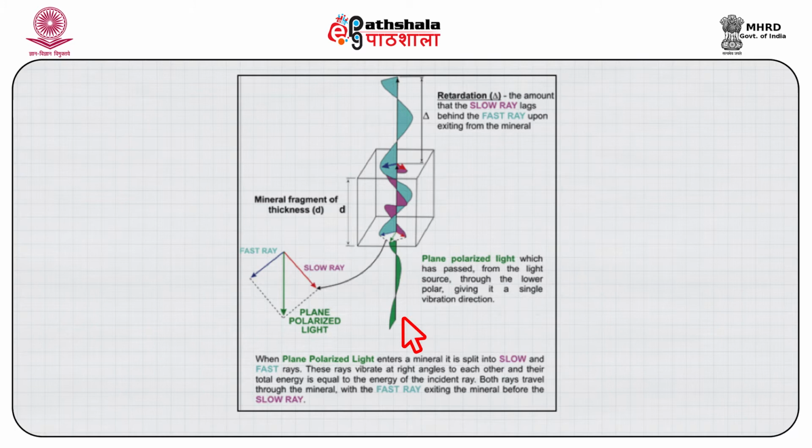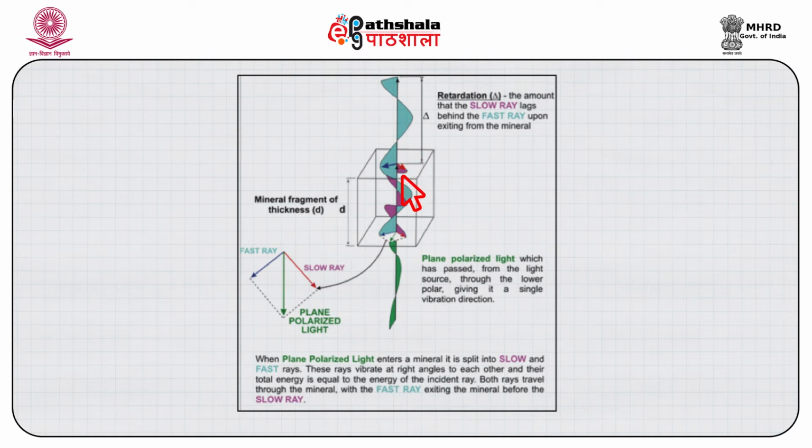Here we can see a ray of light entering an anisotropic mineral, which on entering the mineral gets split into two rays. In the plane polarized light, we have one the slow ray and the other one the fast ray, which are at right angles to each other. When these two waves, which are split into two, emerge out of the mineral, we can see that one ray has traveled farther than the other ray, which we can see here.